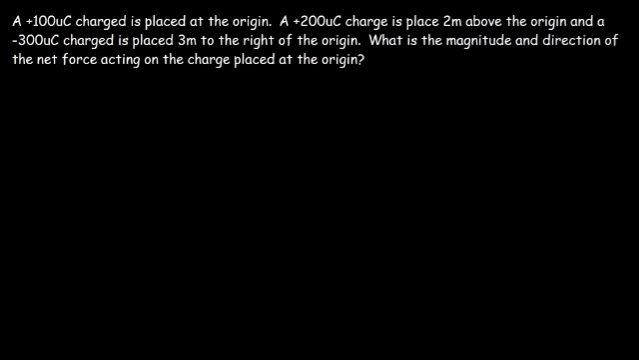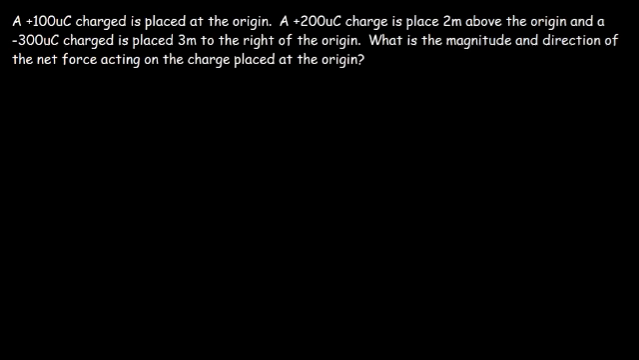Try this one. A 100 microcoulomb charge is placed at the origin. A positive 200 microcoulomb charge is placed 2 meters above the origin, and a negative 300 microcoulomb charge is placed 3 meters to the right of the origin. What is the magnitude and direction of the net force acting on the charge placed at the origin?